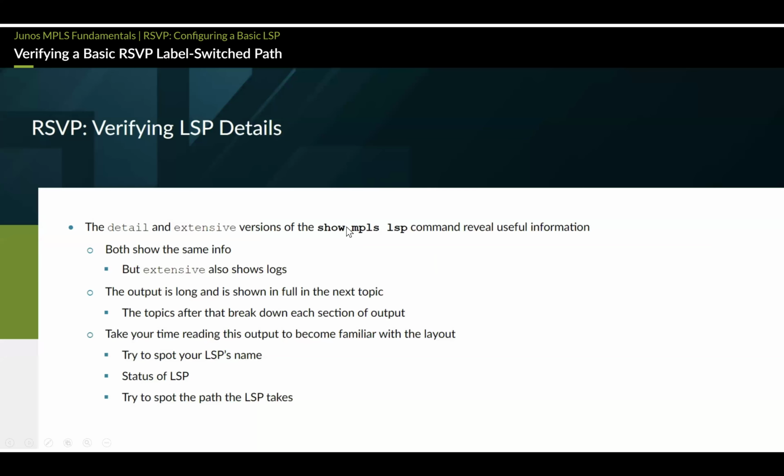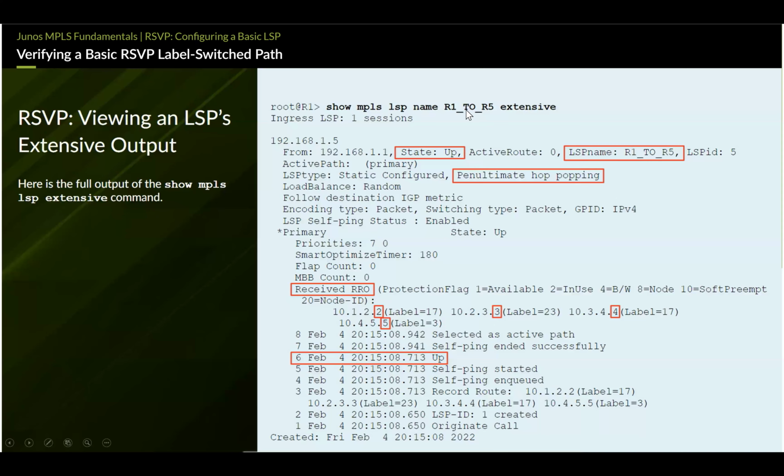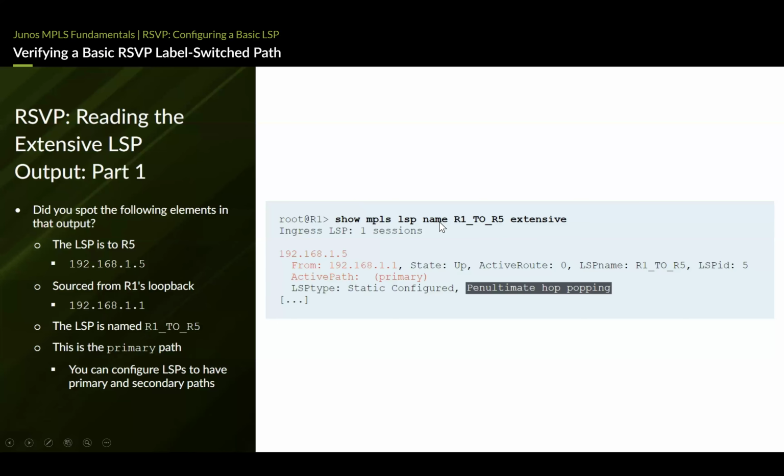Detail and extensive. Show here. Show mpls lsp, the LSP name, extensive. Up, LSP name, record route, and ARP status, everything is shown here. Okay. Show mpls lsp name. This one is penultimate hop popping, the last hop. The immediate second router to the egress router is called penultimate hop popping.